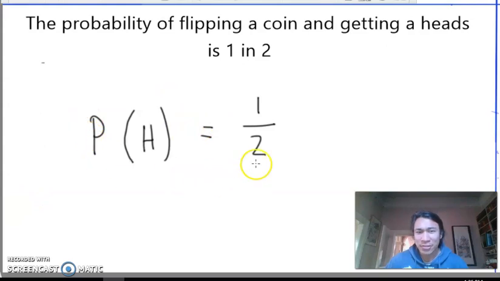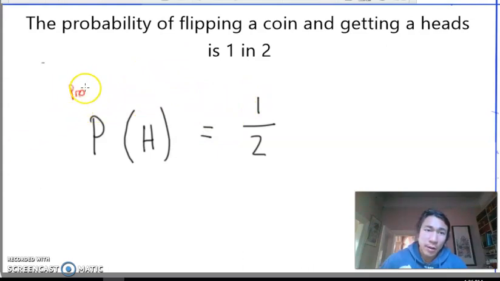Isn't that a much nicer way to write things than having to write this whole sentence out? This means the exact same thing as that. We use brackets, and inside the brackets, this doesn't mean P multiplied by H. This actually just means the probability of getting an H, and the H stands for heads in this scenario, is 1/2. So I'll just note down what each of these words means.